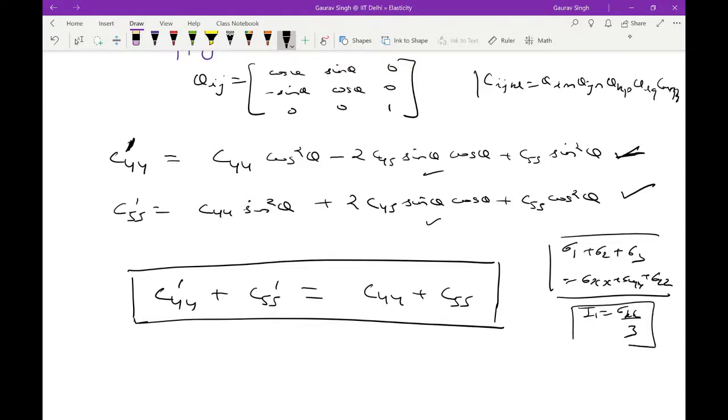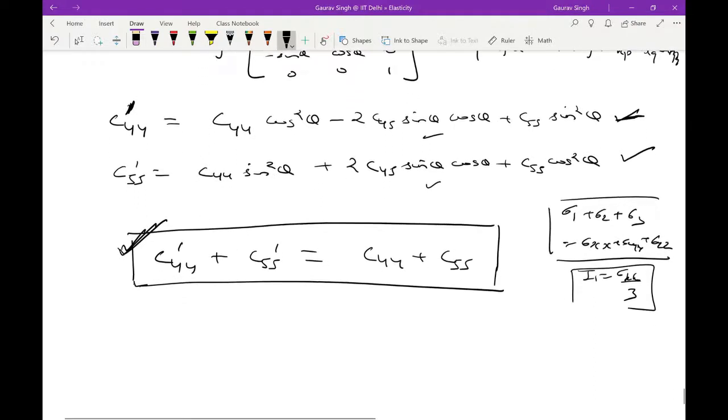Okay, so this was 3 times the invariance, and this 3 would remain invariant, and hence I1 would remain invariant. Similarly, you have such relationships and restrictions over the anisotropic elastic moduli. The summation of C44 and C55 will always be the same under any rotation angle about the z-axis. Okay, so we have shown you one example.